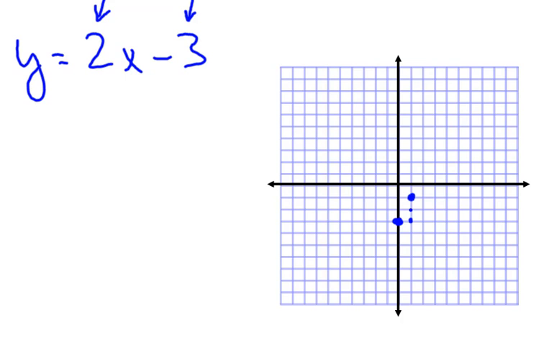And I could just continue to go to the right 1 and up 2 as many times as I needed, or I could go down 2 and to the left 1, because negative 2 over negative 1 is also a positive 2. So I've got a line here that I can graph.